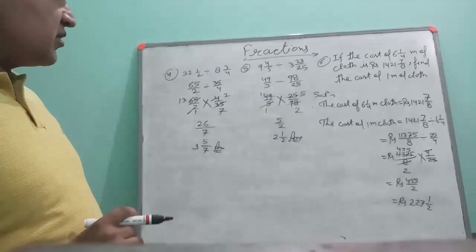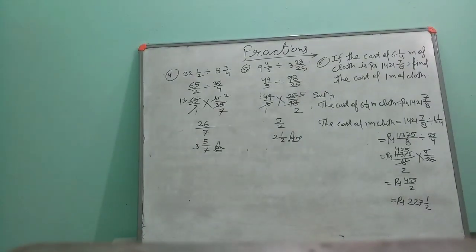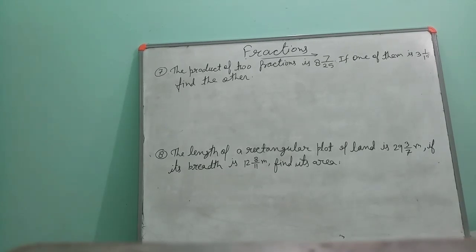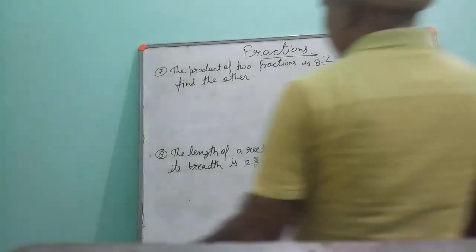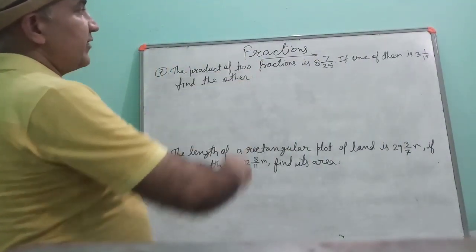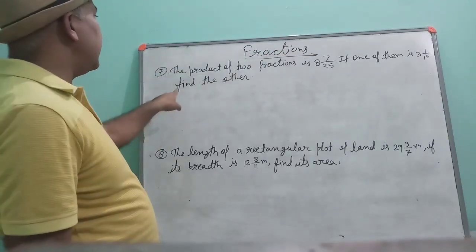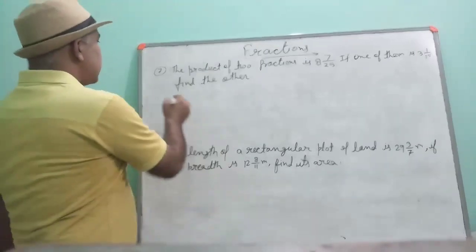Now pause the video and note down these questions. Okay children, now see 2 more questions. The product of 2 fractions is 8 into 7 by 25. If one of them is 3 into 1 by 15, find the other. See how to solve.